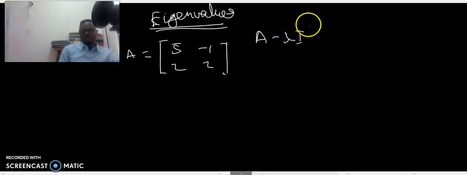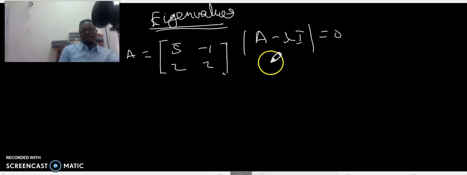So this is our matrix A, equal to 5, -1, 2, 2. You might need to record the formula: A minus lambda I is equal to 0.